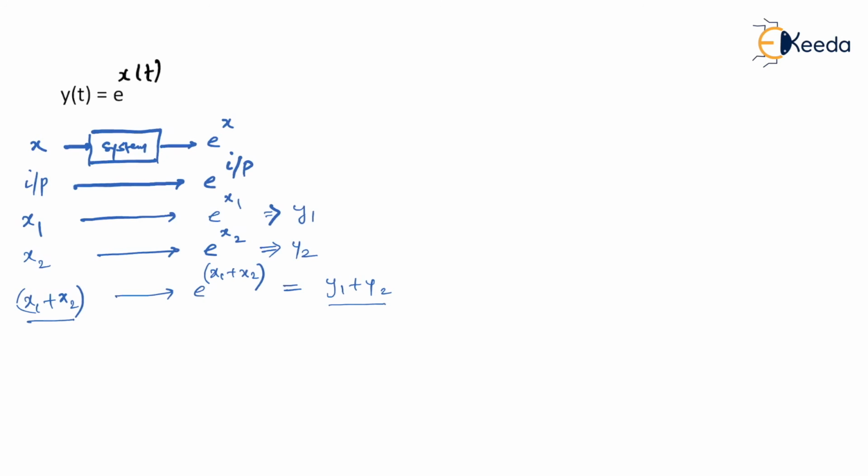But if you see, it is not equal, because y1 plus y2 is e to the power x1 plus e to the power x2, and this is not equal to e to the power x1 plus x2. You cannot do that, right? Law of indices does not allow you to do that. Again, since additivity principle is not satisfied, this system is a non-linear system. But just for the learning phase, we will apply the homogeneity property also.